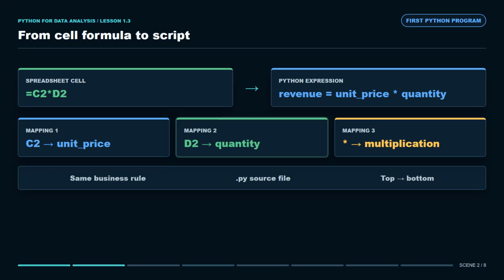Instead of storing the calculation inside one workbook cell, we will save the instruction in a plain text file ending in .py. Python can then execute the instructions in that file from top to bottom. We will use named values today, but the next lesson explains Python variables and data types in detail.